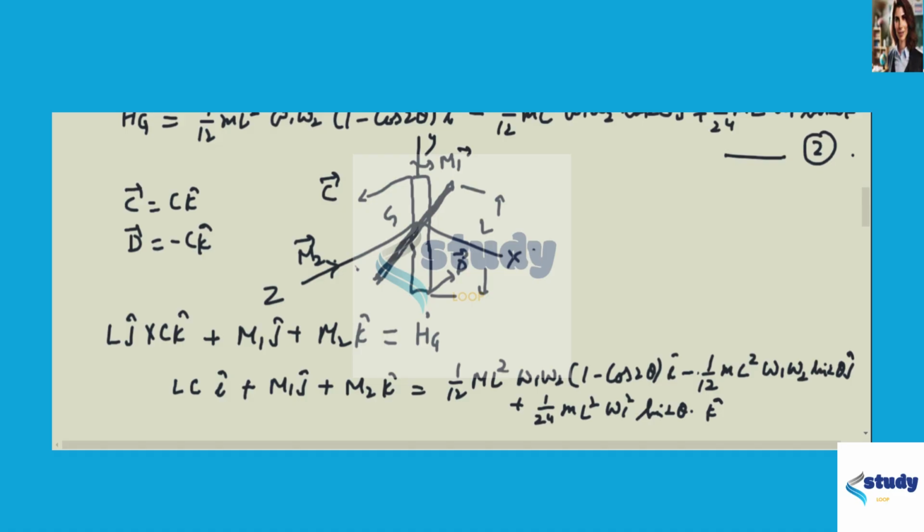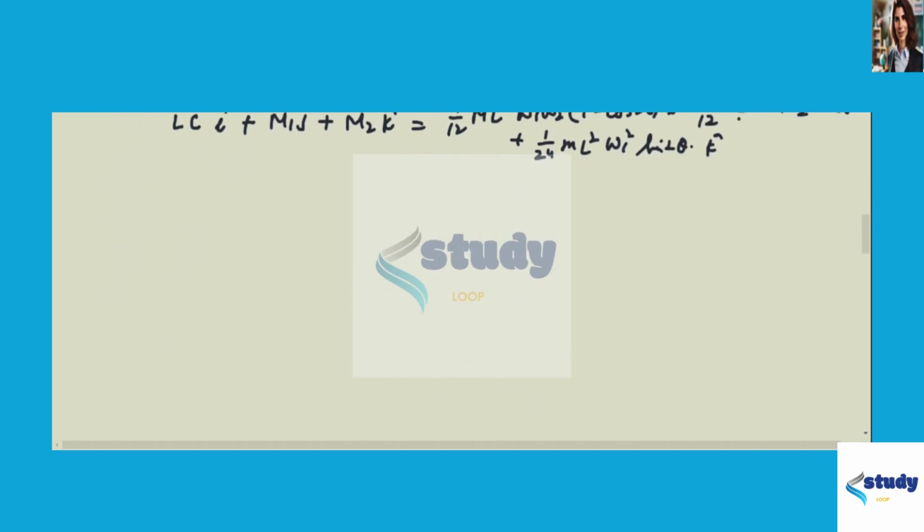Now equating the coefficients of the unit vectors, you will get for j cap, you may write M1 is equal to minus 1 by 12 ml square omega 1 omega 2 sin of 2 theta, and if you equate the coefficient of k cap, M2 is equal to 1 by 24 ml square omega 1 square sin of 2 theta. So we can say, first answer, you may write M1 is equal to minus 1 by 12 ml square omega 1 omega 2 sin of 2 theta j cap.